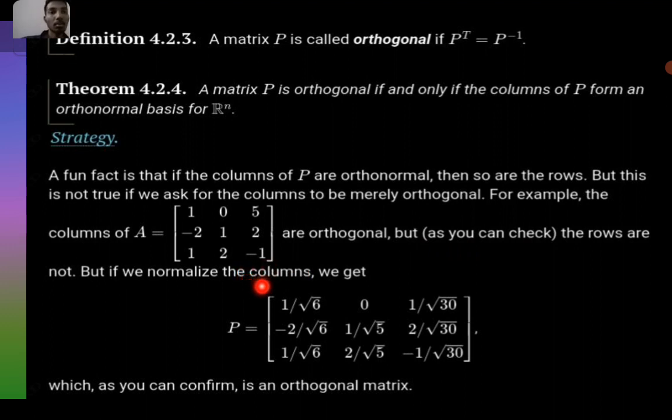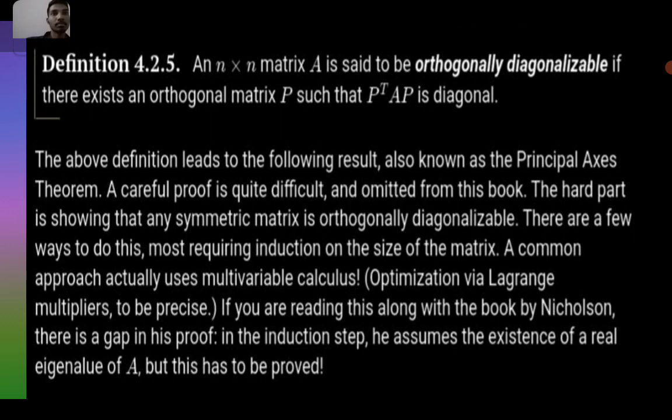But if we normalize the columns, we get P equals [1/√6, 0, 1/√30; 2/√6, 1/√5, -2/√30; 1/√6, 2/√5, -1/√30]. As you can confirm, P is an orthogonal matrix. An n×n matrix A is said to be orthogonally diagonalizable if there exists an orthogonal matrix P such that P transpose A P is diagonal. The above definition leads to the following result, also known as the principal axis theorem.